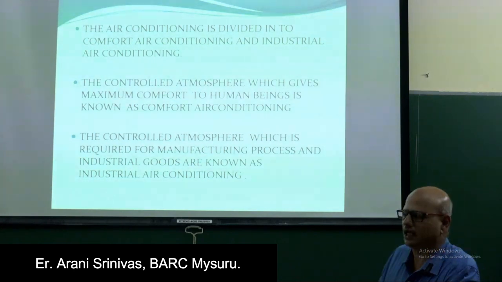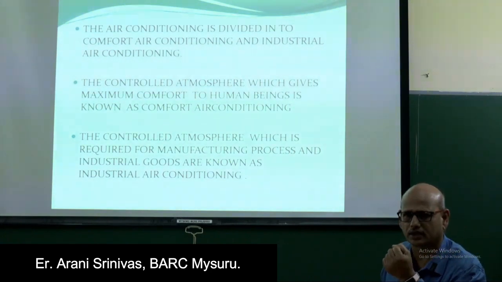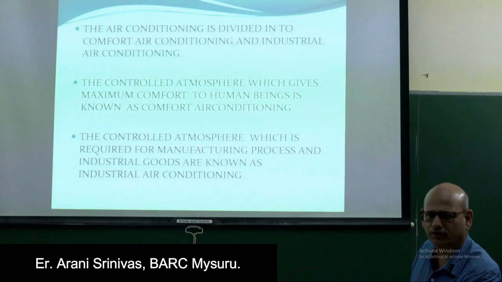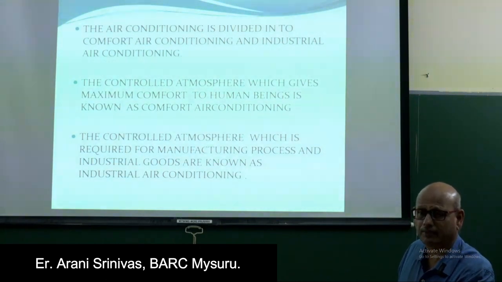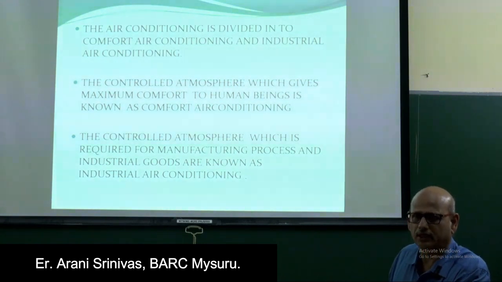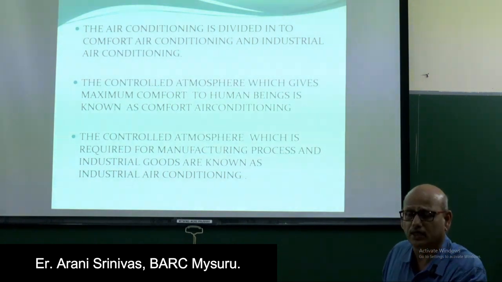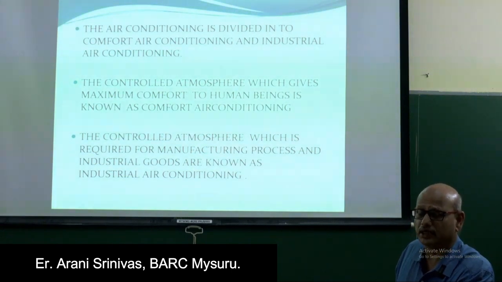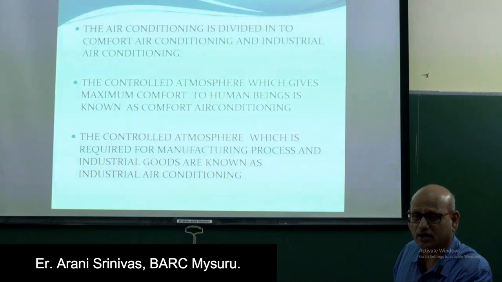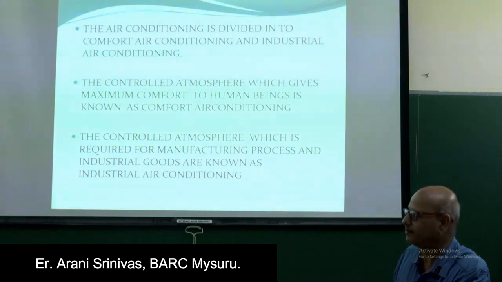The air conditioning again is divided into two. It is called comfort air conditioning and industrial air conditioning. In comfort air conditioning, we try to maintain all those parameters like temperature, humidity, air velocity, sound, and air purity. All these five points we try to maintain. Whereas in industrial refrigeration, it need not be that we have to keep all those things. In some industries, some places, they require very low temperature to maintain their process. For that, we only try to control the temperature, whereas we don't bother about the humidity, etc.